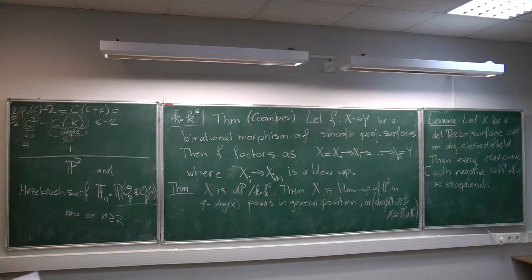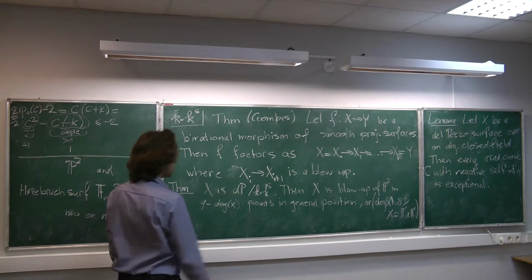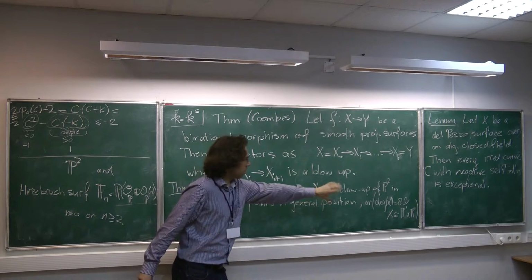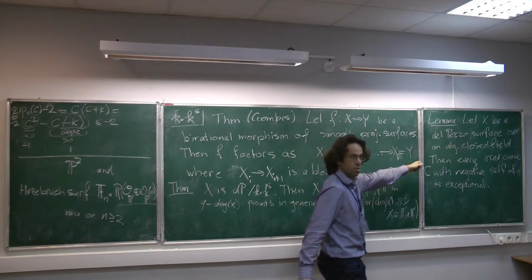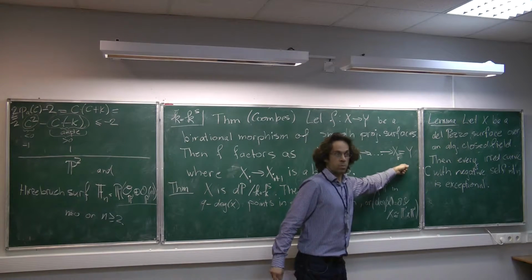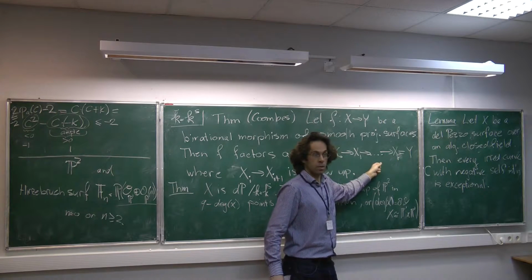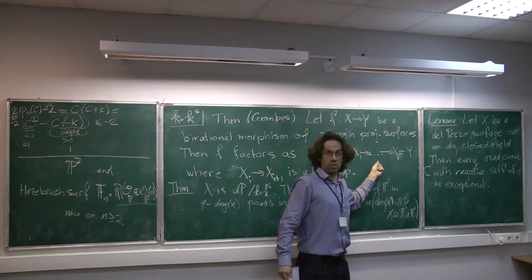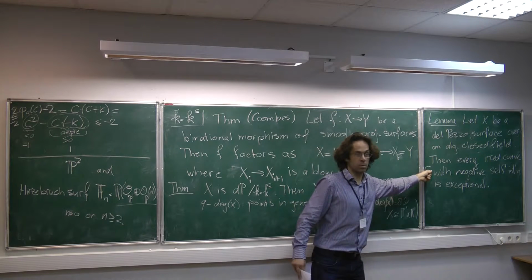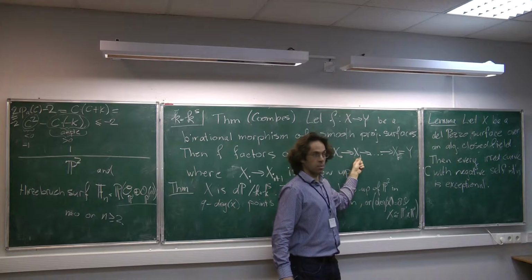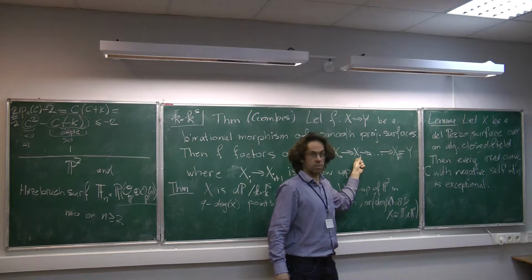And I claim more. I said they're in general position. Well, first of all, if you end up with P2, you blow up a point, you blow up a point, you blow up a point. A priori, you might have to blow up a point that was on an exceptional curve that you got at a previous blow up. But that's not true, because an exceptional curve already has self-intersection minus 1.